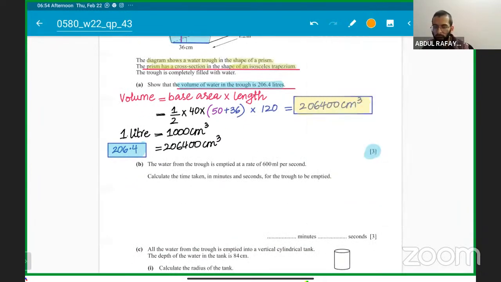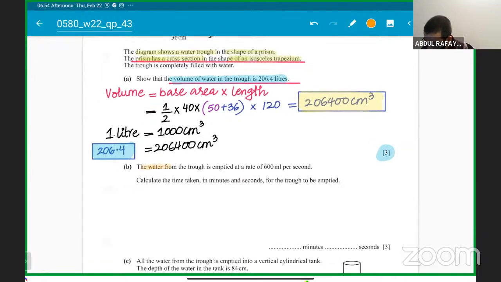Always remember they will test time in these conversions as well. The water from the tray is emptied at a rate of 600 ml per second. Practical life question. You can do it in your kitchen as well. आप देखें कितना टाइम में कितना पानी एक बकेट में जा रहा है. These are the type of practical things. So it is basically 600 ml per second.